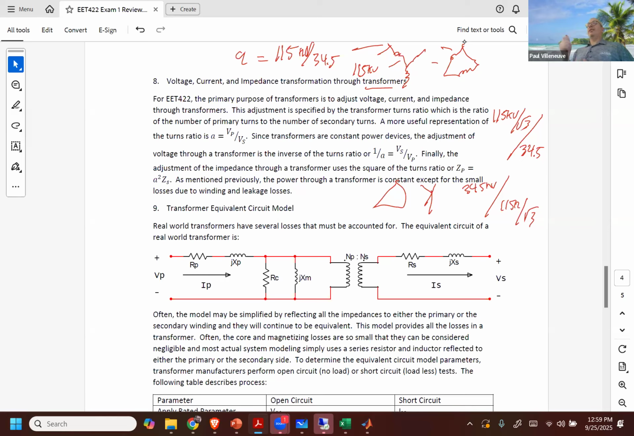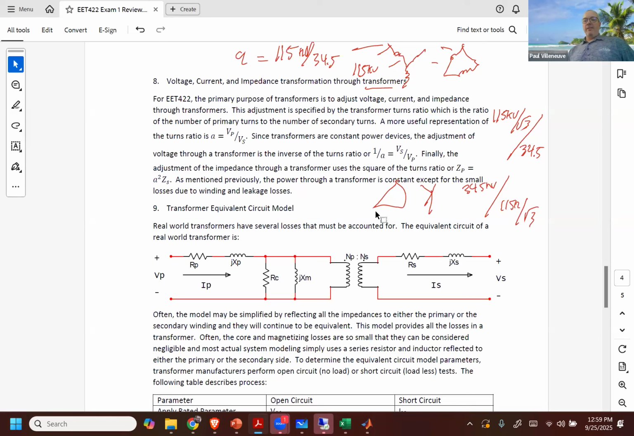So just make sure you do that. Yes, sir. Could we do another real world example with values from a real transformer? Sure. I think I have one more, if you want. Yep. Let's just get through this and then we can put one up.